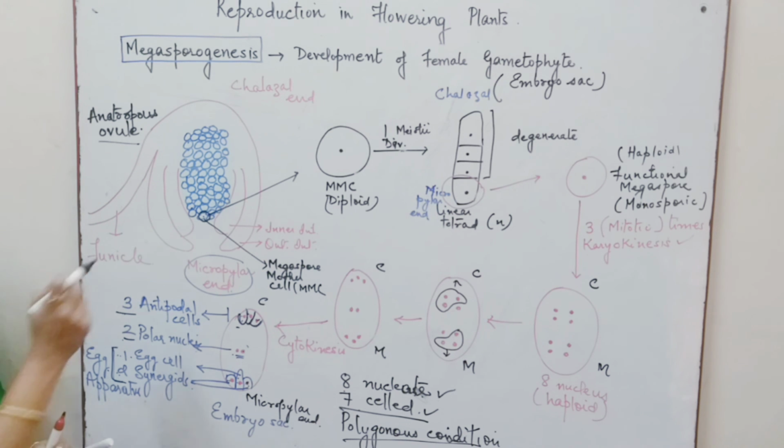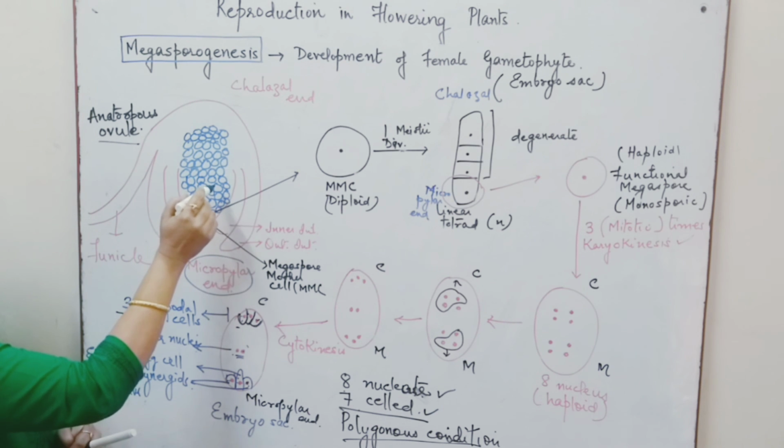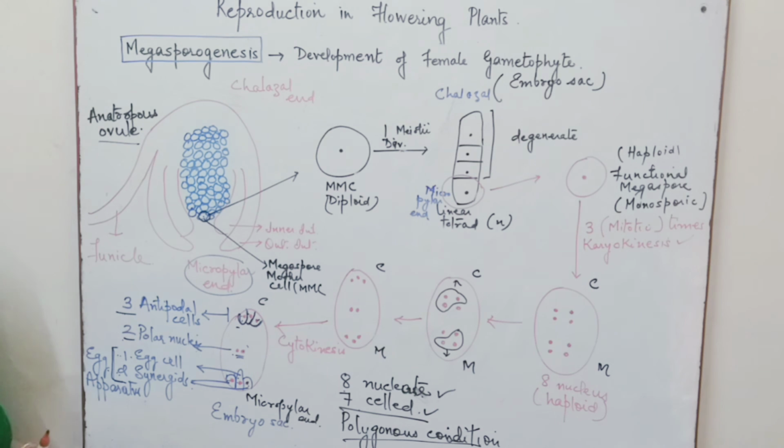So here this embryo sac is present within the ovule, and the egg cell which is present at the center will later be fertilized by the entry of the pollen tube which carries the male gametes.